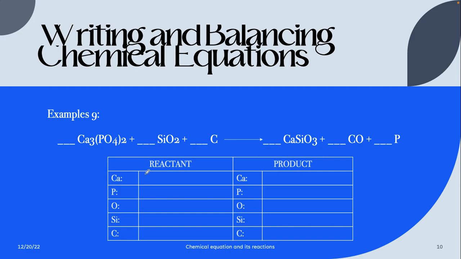We have 3 calcium on the reactant side. So let's write 3. We have 2 phosphorus, then we have 8, 10 oxygens, one silicon, and 1 carbon. All right?